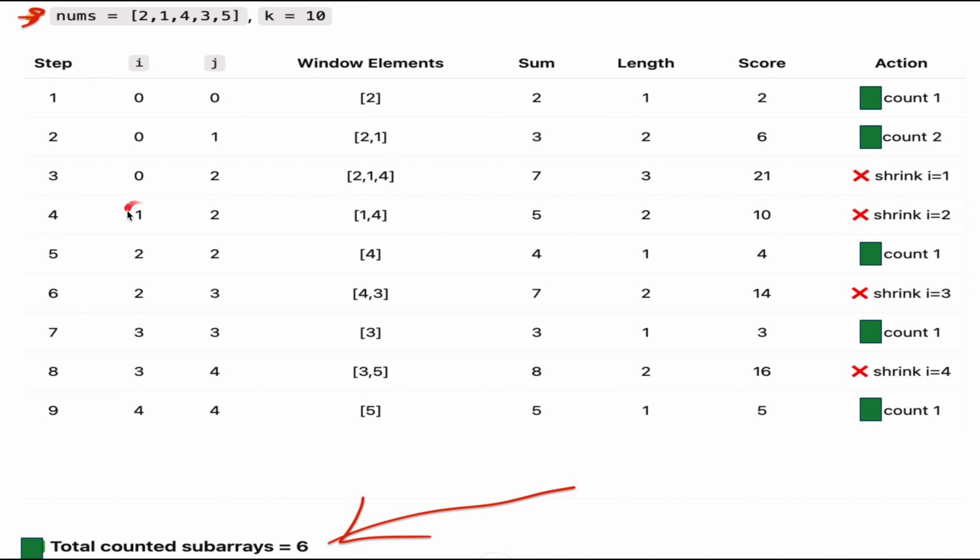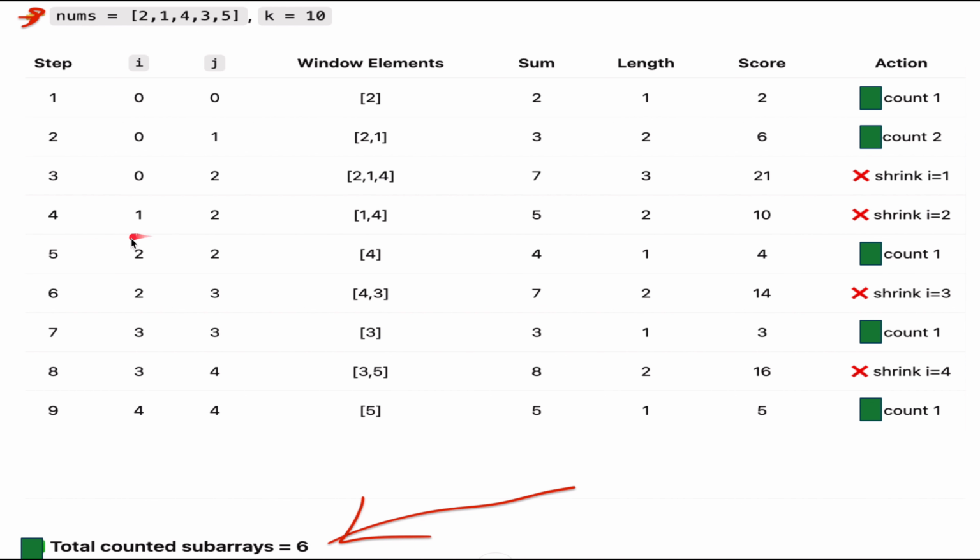So at step 4, when I is at 1, j is at 2, the window is 1, 4. You got my point? Now you will do the sum. 1 plus 4 is 5, and the length is 2. Now multiply 5 and 2, you will get 10. Now it is greater than or equal to 10, meaning the score is exceeding, right? And so we will shrink the window.